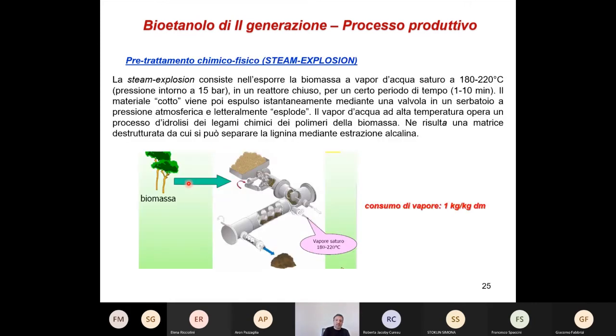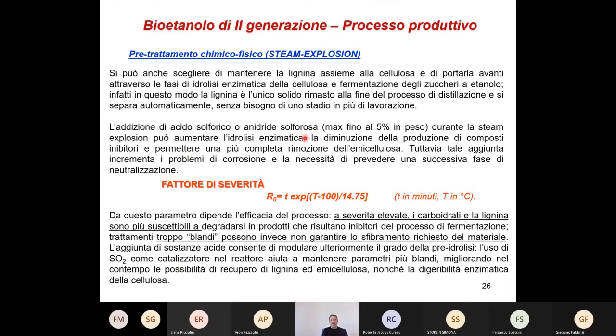Here you can see the steam explosion pretreatment. This is a continuous system. We don't have this continuous system. It's from Enea that studied this possibility. We have a batch reactor for steam explosion, where when we want to pretreat some biomass, we put into this reactor a part of biomass, up to 1 kilogram for each steam explosion.